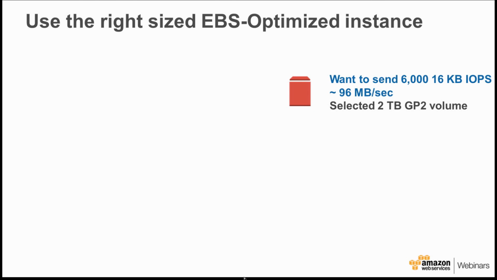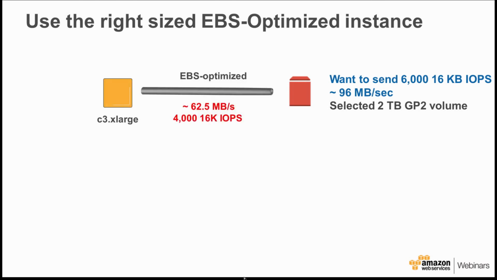Say you have an application where you need to send 6,000 16 kilobyte operations to your volume, say running an IO-intensive SQL database. Say you attach it to a C3 extra large instance that's EBS optimized. If you check the link that I mentioned earlier, you'll see a C3 extra large comes with an EBS optimized performance pipe of about 4,000 16K IOPS, or about 62.5 megabytes per second of performance to your attached EBS volumes. Since you need to send 6,000 IOPS to it, attaching this to your C3 extra large will not work.